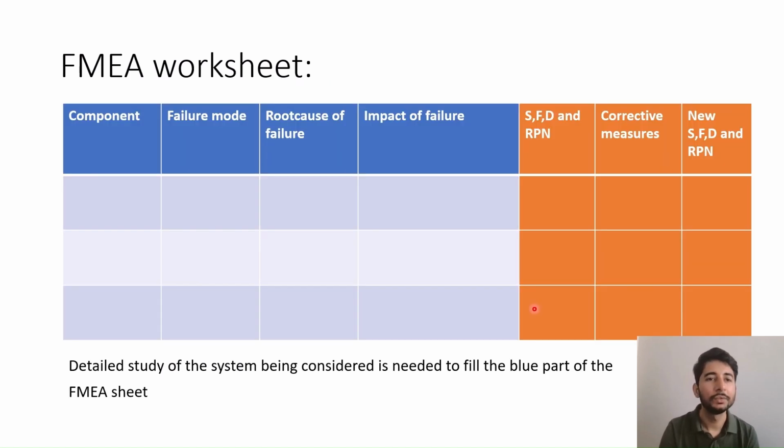In order to do the FMEA worksheet on the sliding door system, we will divide the worksheet into two parts. The first part is highlighted in blue and the second in orange. The blue part mainly covers the components, the identification of failure modes, and the root cause and impact of the failure. Once the blue part is completely filled, we will check the SFD and RPN of each of the failure modes, and then decide accordingly if corrective measures are needed or not. We do this to simplify the work and focus on the main areas of the work accordingly.